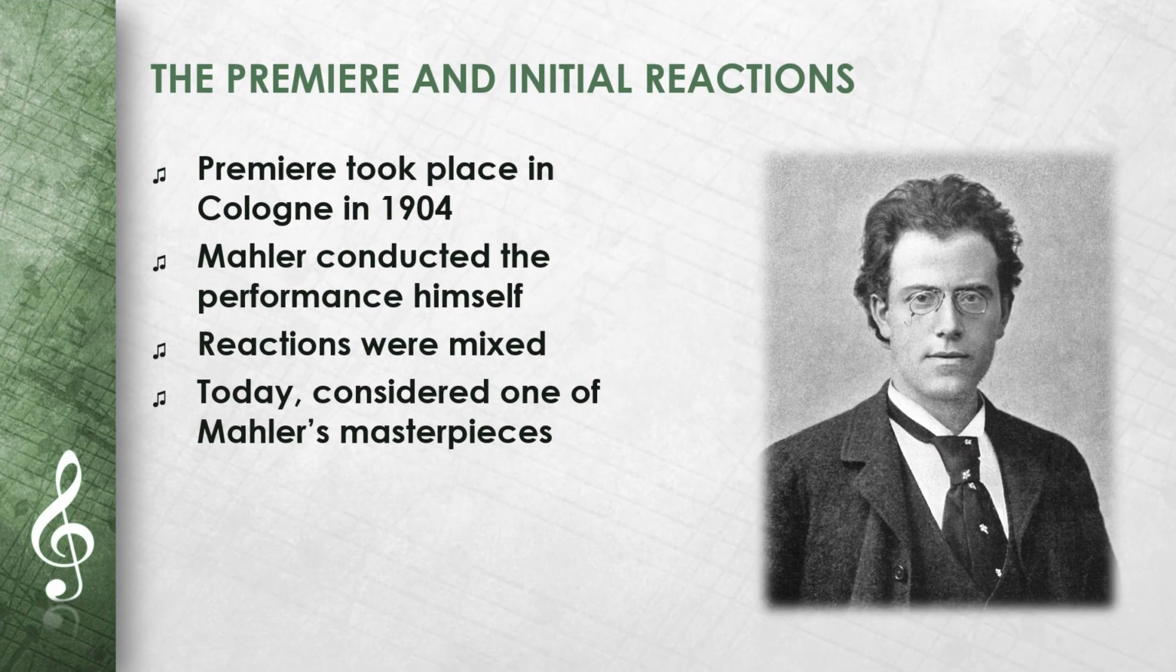The premiere of the Symphony No. 5 took place in Cologne in 1904. Mahler conducted the performance himself, and the reactions were mixed. Some critics praised the innovative structure and emotional depth of the symphony. Others found it too complex and incomprehensible. Today, the Symphony No. 5 is considered one of Mahler's masterpieces, and is regularly performed in concert halls around the world.